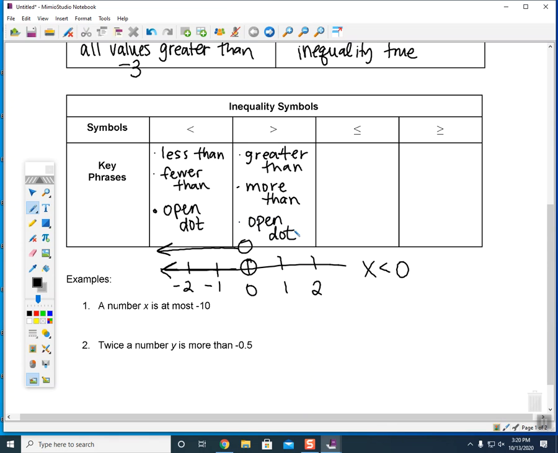Those are pretty straightforward. The trickier ones then are over here. So my next one is going to be less than or equal to. You may also see the words at most. And you may also see no more than. In this case, less than or equal to means that I'm including the value that I'm talking about. So this one is going to be a closed dot.